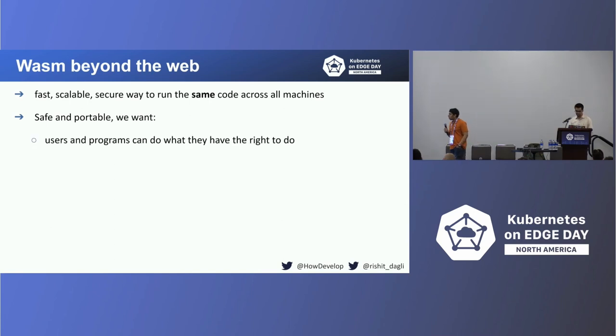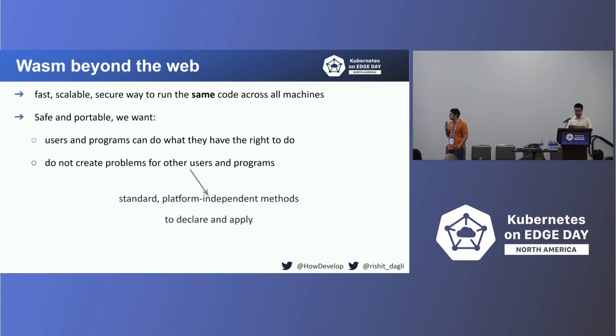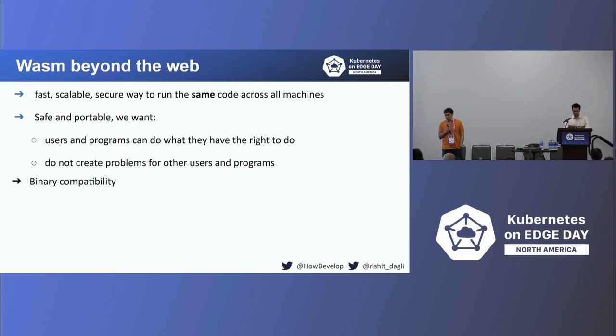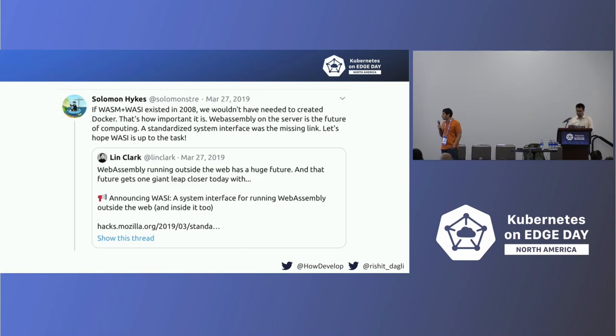So what it allows you to do is have a fast, scalable, secure way to run your same code. And by safe and portable, we also mean that users and programs can only access what they have the right to access. And we also mean that one process should not create problems for other processes. So essentially, we want standard platform independent methods. We want to have our system calls standardized, and these should be independent. Which is where WebAssembly System Interface comes in, WASI, which solves a lot of these problems.